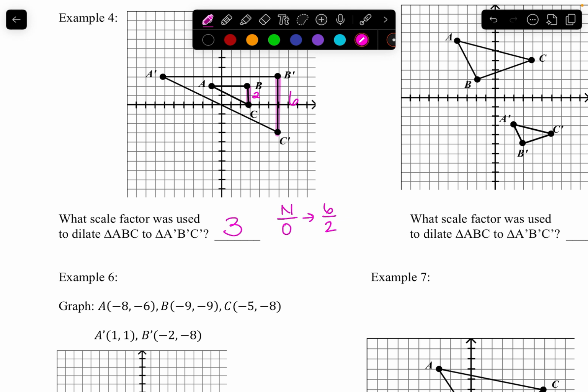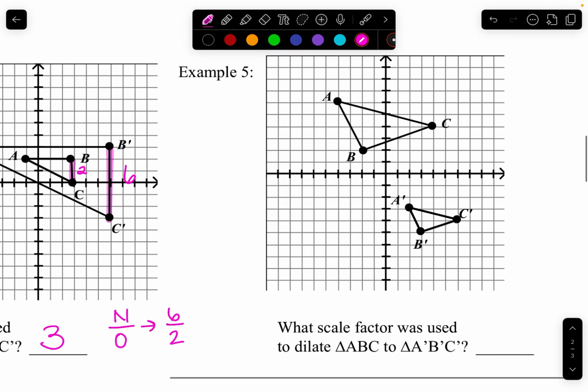Because my new image was bigger than my pre-image, I should have a scale factor greater than 1. I got 3. If I had flipped it and done original over new, I would have gotten 1/3, and I should look at that and say, oh, that's not right. I can't have a scale factor of 1/3. My new shape would be smaller than my original shape. Okay, so that's how we do it. You can either use the horizontal length or the vertical length, but you have to pick one.